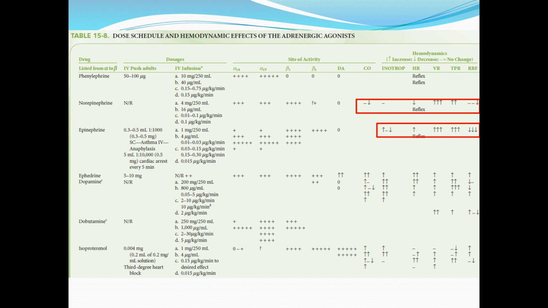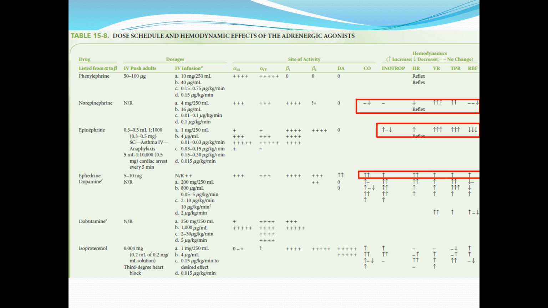Epinephrine, the cardiac output effect and inotropism can be up or down. You get reflex and you get increase in heart rate, increased venous return, peripheral resistance, and significantly reduced renal blood flow. So when you have somebody on epinephrine and you see urine output is low, you give Lasix. Lasix results in increase in oxygen demand and ATP consumption in your loops of Henle, and that leads to even more ischemia.